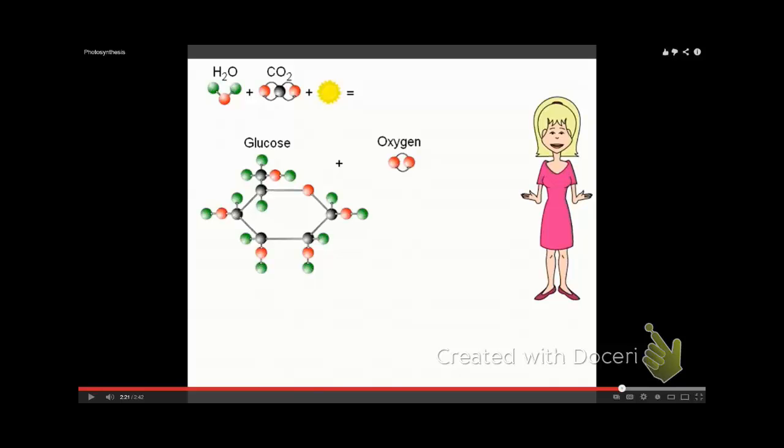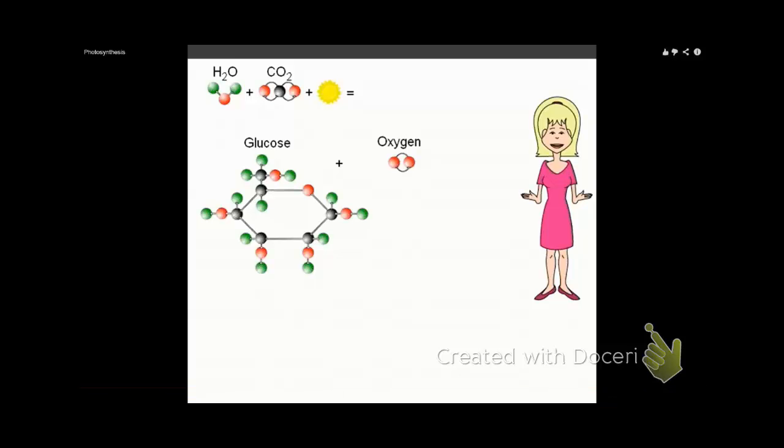Can you see how those three things up there make this molecule here? Can you see how the green and the red and the black, if you broke those all apart, could you reform them if you had enough? Could you reform them into one of these? Yes, that's what happens in a chemical reaction.